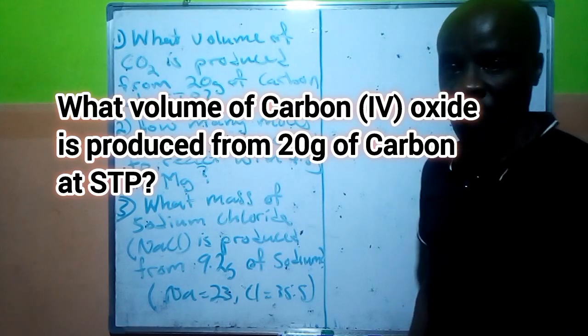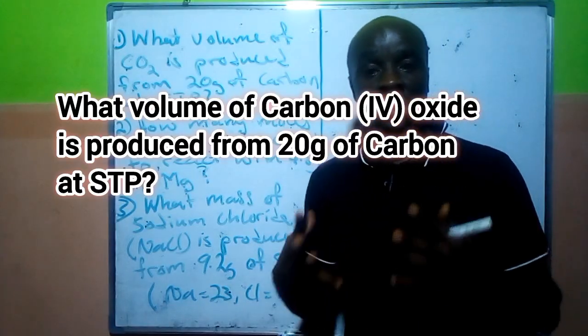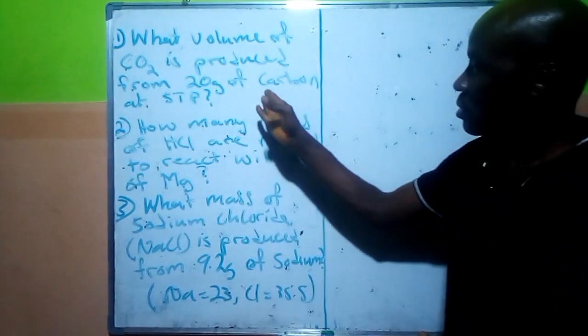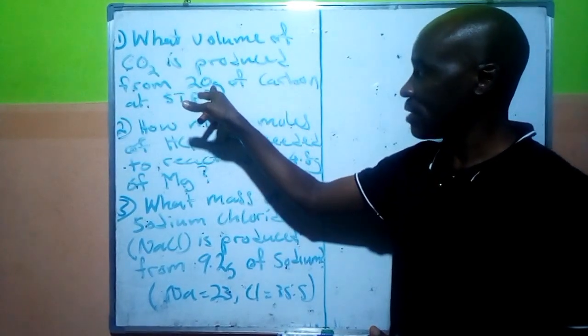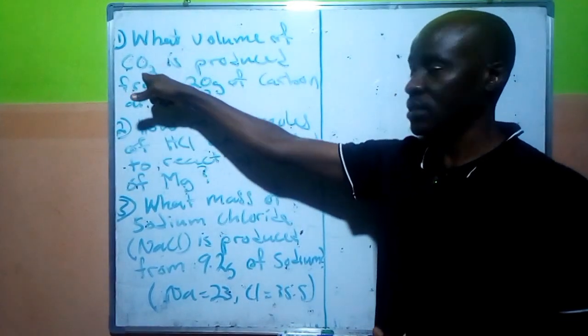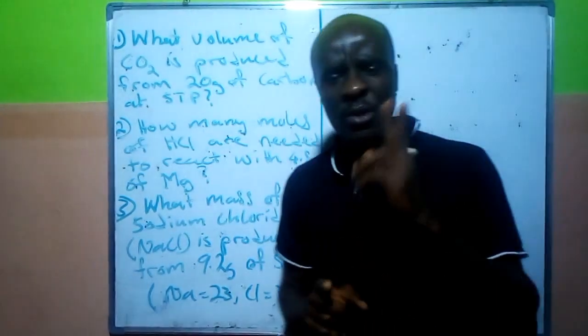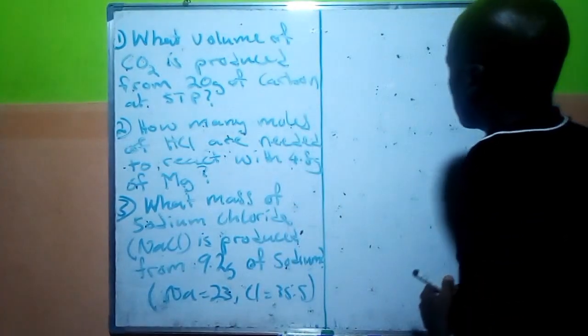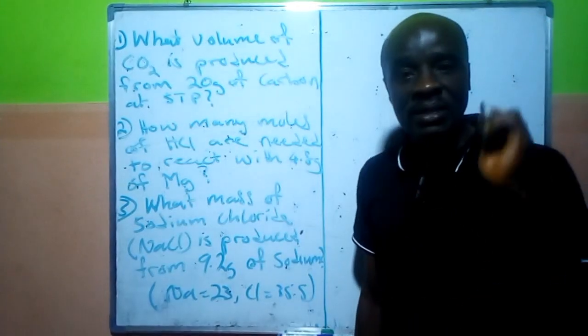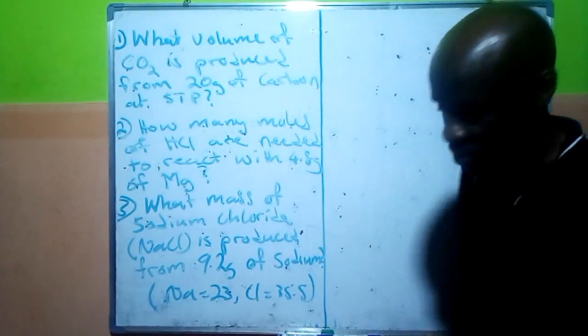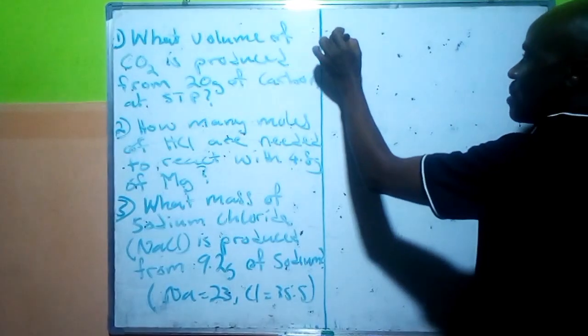Now, this is a very interesting question. We're going to be calculating from mass to volume. The mass is given to us, and we need the volume. So before you solve this problem, the first thing you need to do is write a balanced chemical equation.